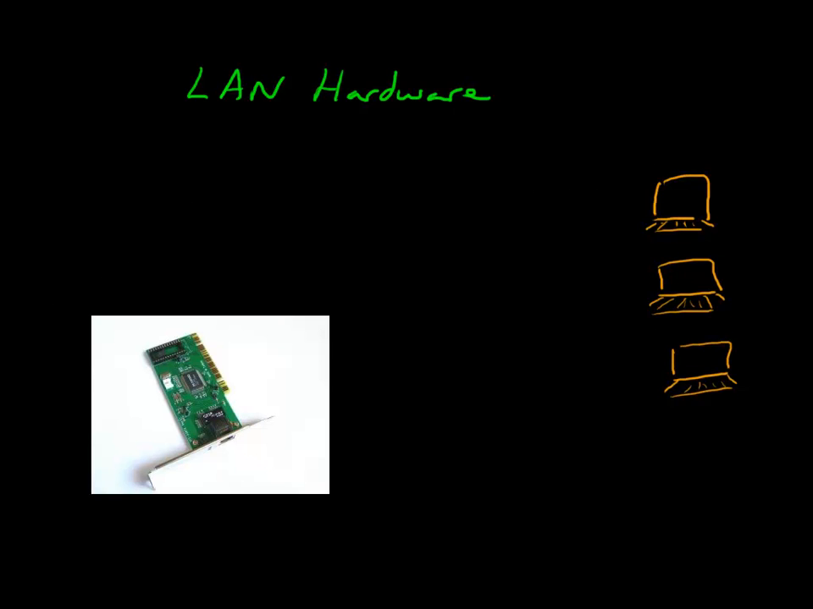What we're looking at in this video is the hardware required for a local area network. So to create a local area network, what do we need in hardware? If we first of all look at some computers, here are three standalone computers and they're not yet on a network, so they can't talk to each other. And so the first thing which we're going to need is a network interface card.